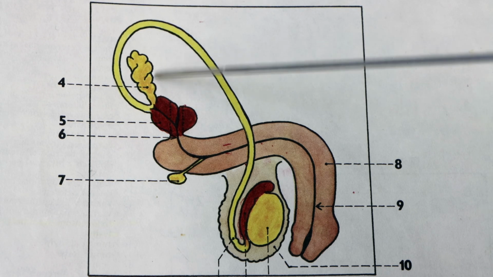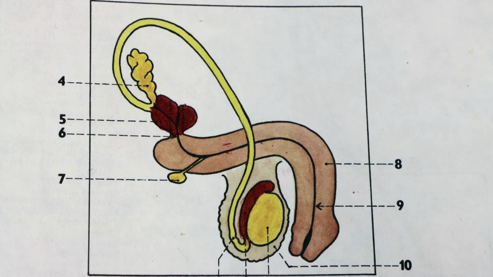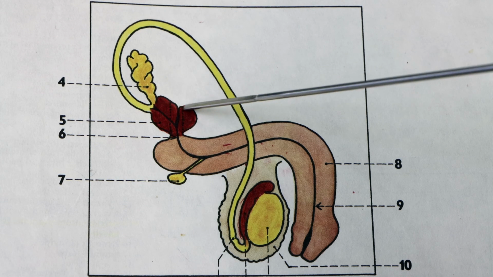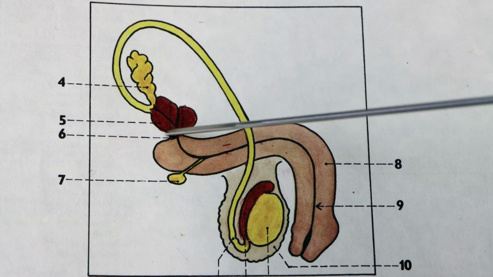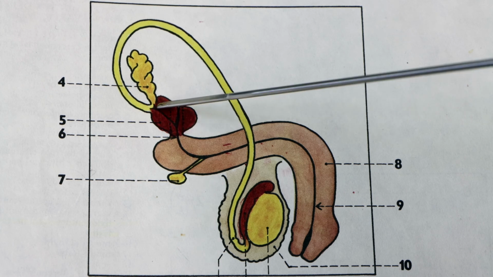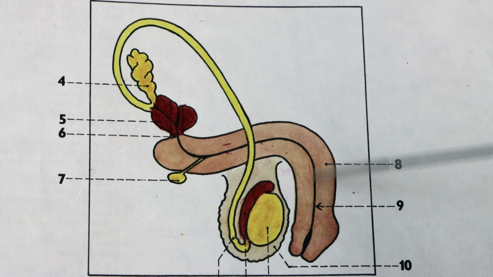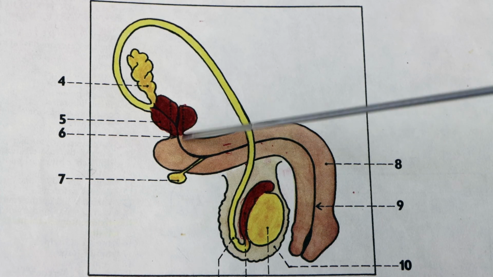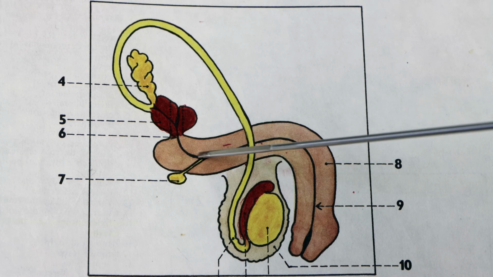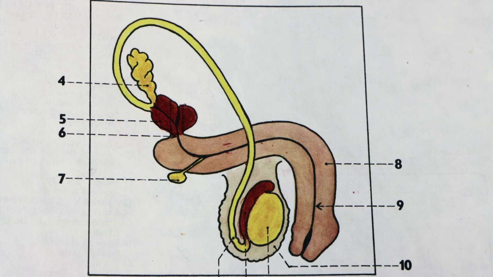Then is the seminal vesicle, another gland that produces approximately 60% of the ejaculatory fluid. Then is the prostate, which is another gland that produces the 30% or the rest of the ejaculatory fluid. And then is the penis, inside which, passing through the spongy part of the penis, is the urethra, which is the same pathway for the urine and the same pathway for the sperm.